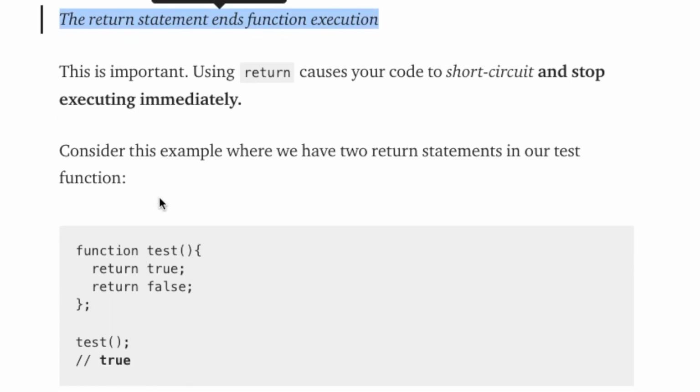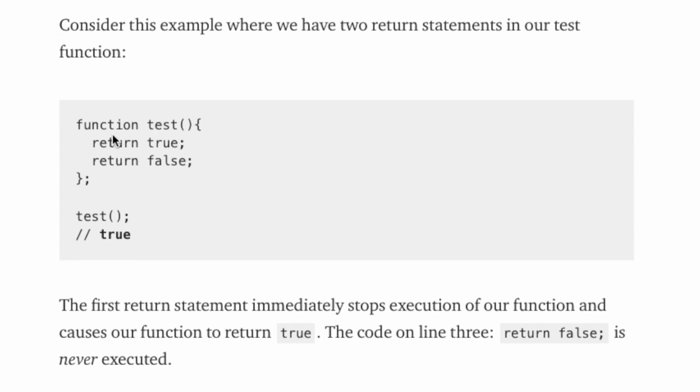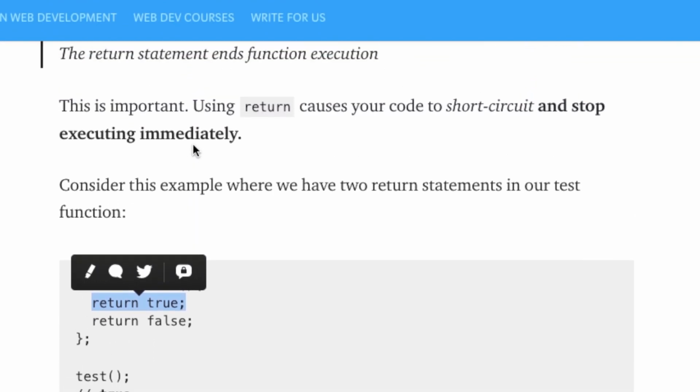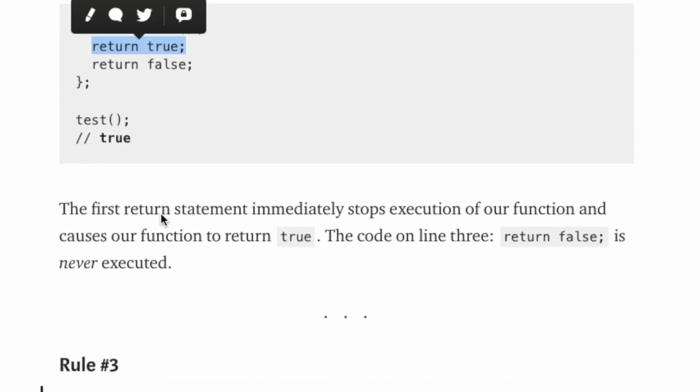Let's understand that by the following example, where we have two return statements in our test function. Function test, return true, return false. So there are two statements. JavaScript reads and parses the code line by line. So when the syntax parser reaches the line return true, it stops executing the function. It terminates the function execution and returns true.